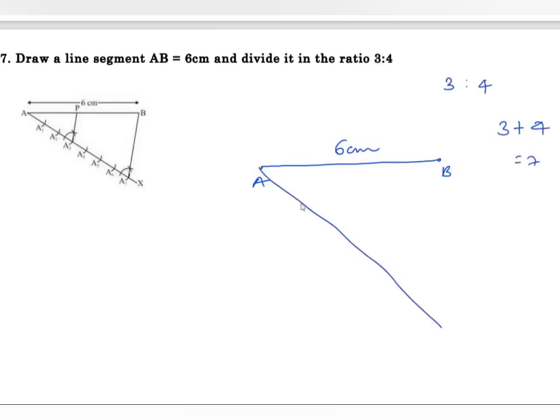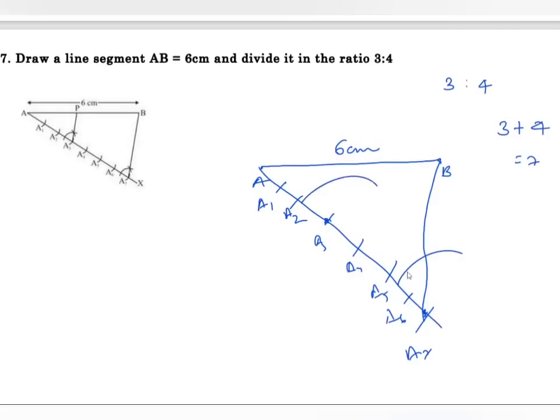Now draw an acute angled ray. Cut how many arcs? 7 arcs. Join A1, A2, A3, A4, A5, A6, A7. Join B and A7. After that, from the point A3 and from the point A7, cut an arc in the same way without changing the length. Measure this arc length, cut an arc from this point, and pass a line through it. Now the AB line is divided into 2 segments.